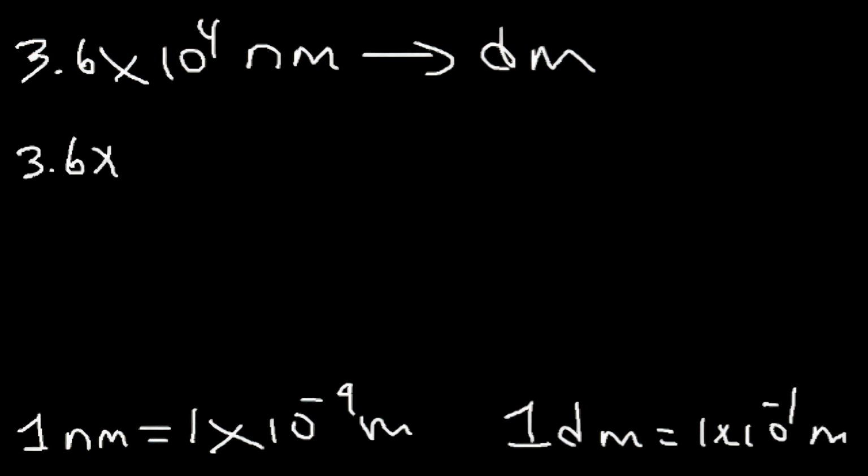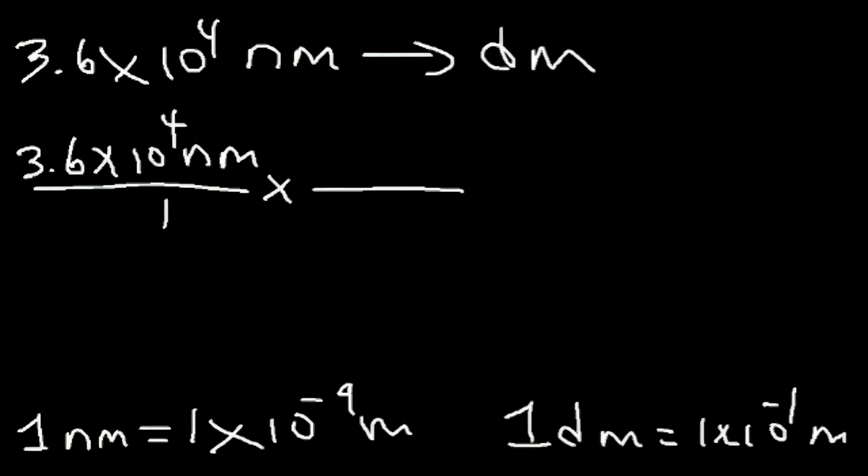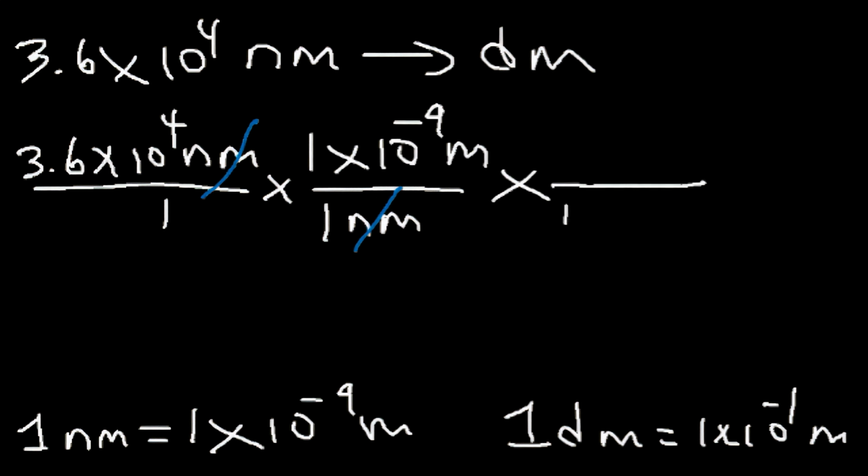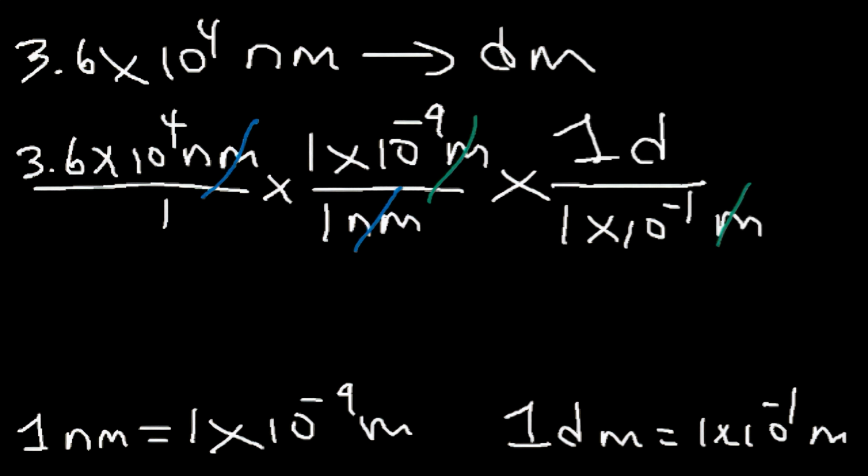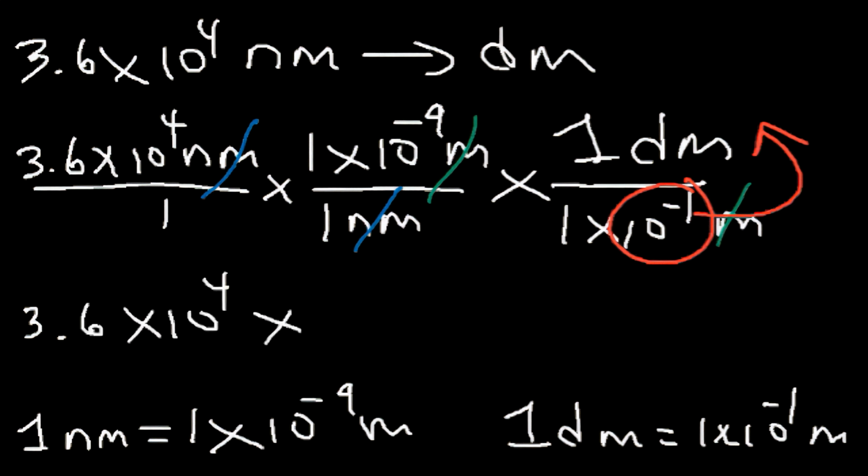So let's start with the number that we have, and let's convert to meters. We need to put nanometers on the bottom, and put 1 times 10 to the negative 9 meters on top. Meters will go on the bottom in the next fraction so that these units cancel, and we need to put decimeters on top. So let's move this number to the top. What we have is 3.6 times 10 to the 4 times 10 to the negative 9 and times 10 to the positive 1.